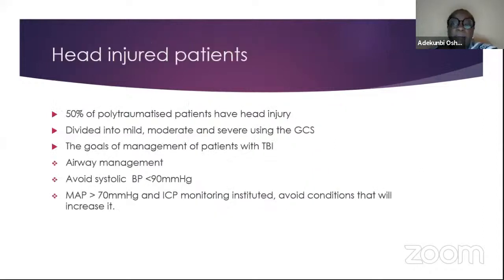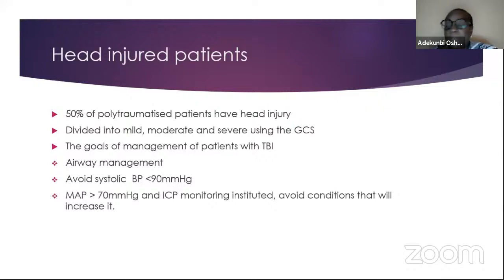Now, talking about specialized cases of patients that present with polytrauma, the head injured patients: 50% of polytraumatized patients have concomitant head injury. As I explained before, using the Glasgow Coma Scale, they can be divided into mild, moderate, and severe.